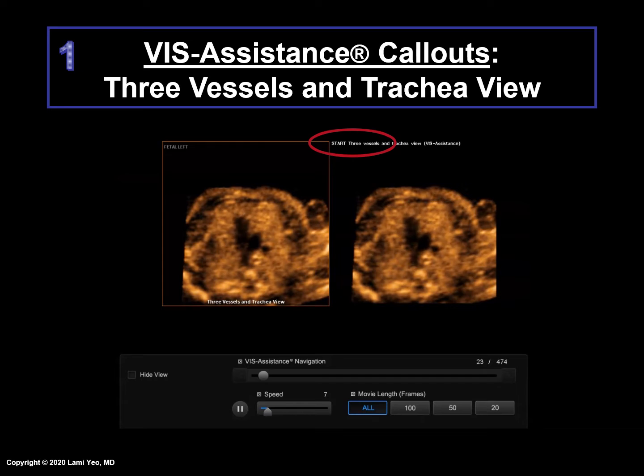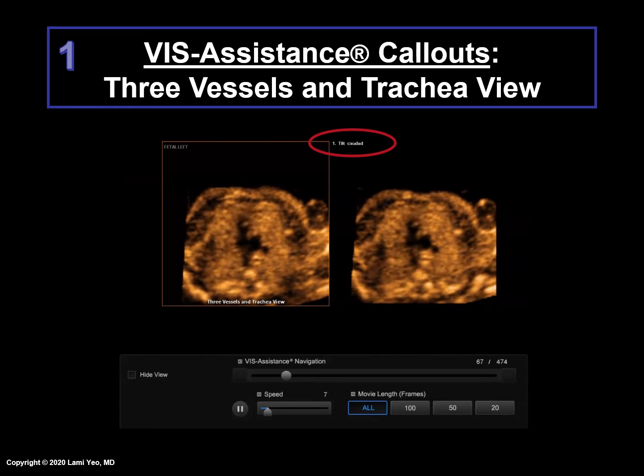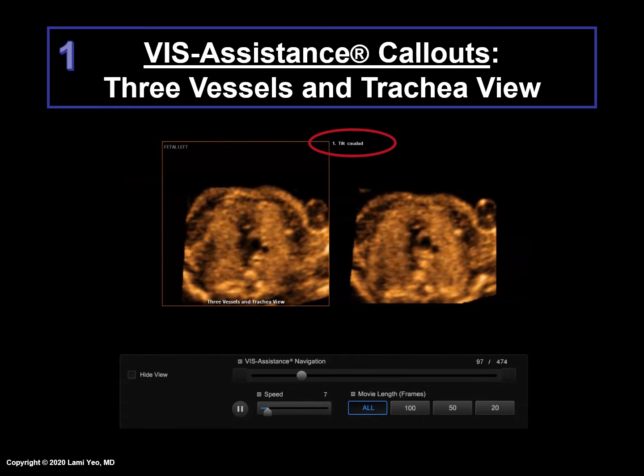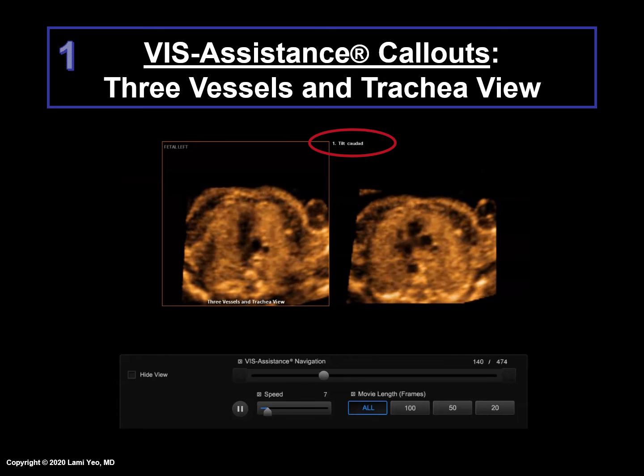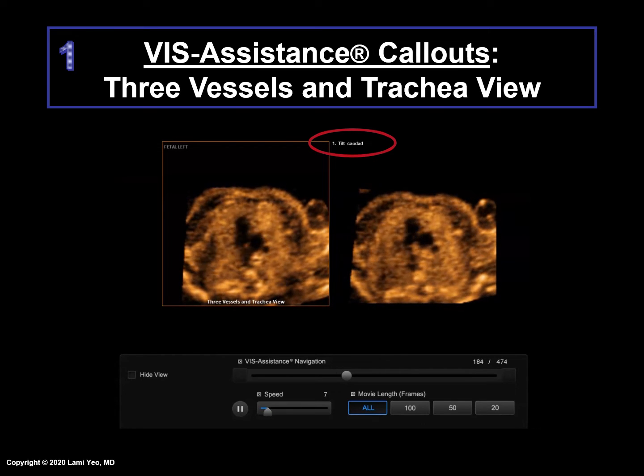Here is an example of the 3 vessels and trachea view VISA. The first callout states tilt caudad, and at this time the 3 vessel view is being shown, which consists of the main pulmonary artery, the ascending aorta in transverse section, and the superior vena cava in transverse section. Notice that this image of VISA is very different from the diagnostic plane image on the left side.